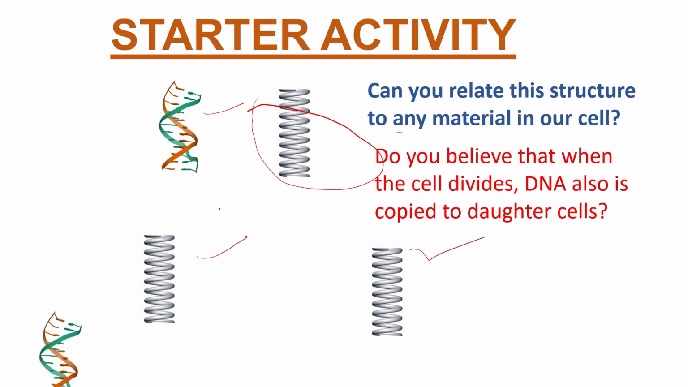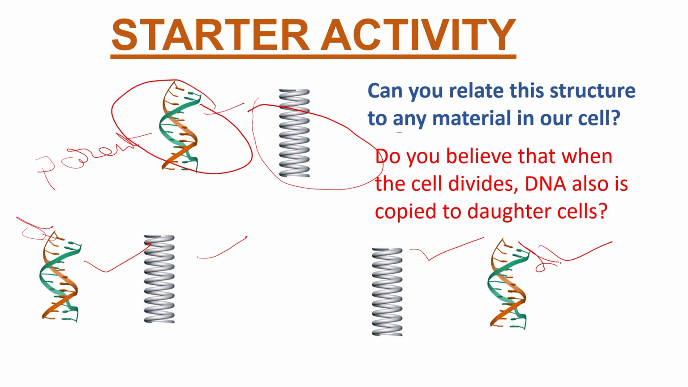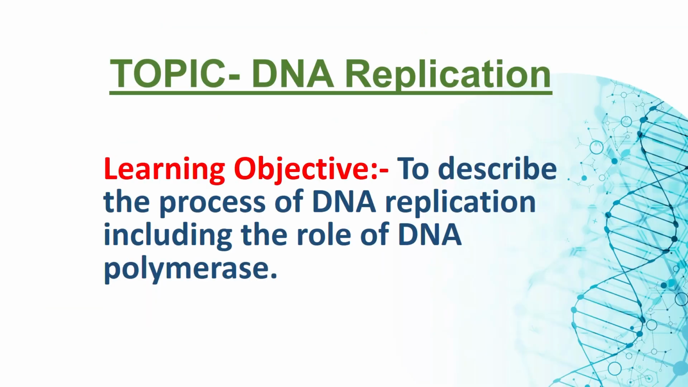Yes, let us check onto it. Okay, so if DNA is copied into two cells, it will be the same copy of the parent cell. These daughter DNA will also look similar to the parent DNA. So this is the parent DNA and these two are the daughters. This process is known as DNA replication.